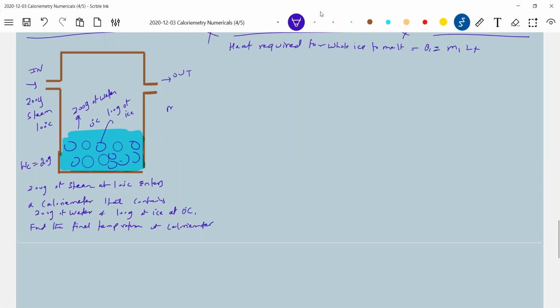So symbols: 100 gram of ice, 200 gram of water. What is M3? 200 gram of steam. Okay, these are for our reference; we are taking all these symbols. Now this should be equal to 100 into 80, 8,000 calories, the same thing.